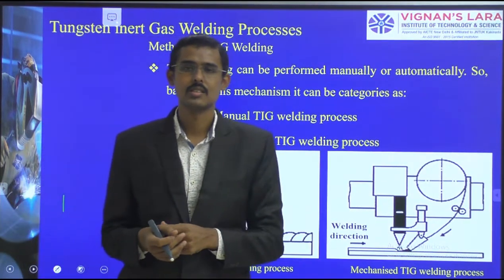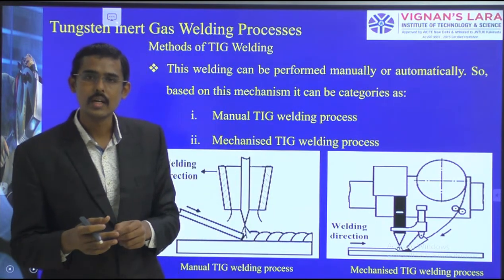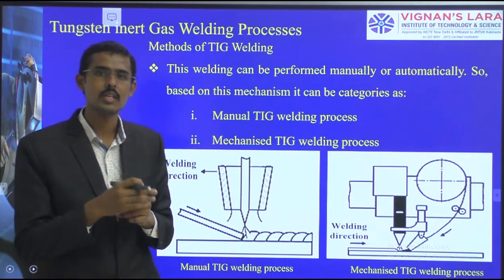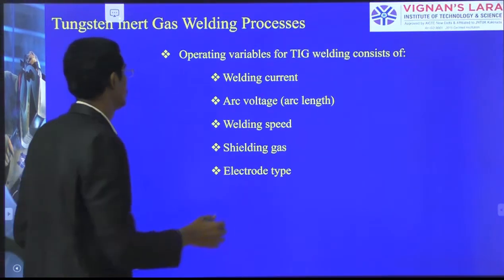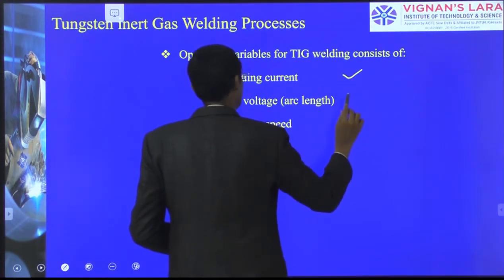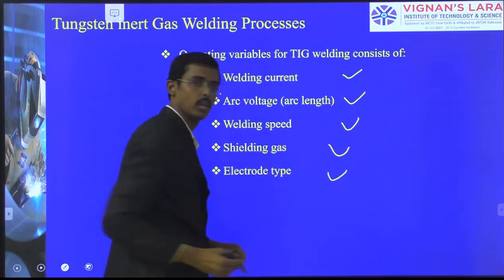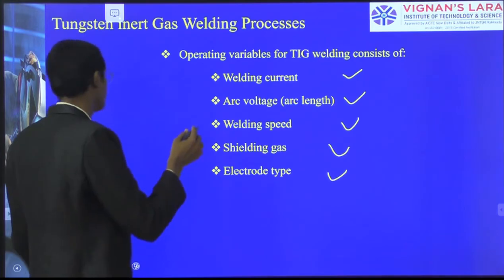In the previous classes, we discussed the TIG welding process, its working principles, advantages, and applications. Continuing with that, the operating variables are the welding current, arc voltage, welding speed, shielding gas, and electrode type. These are the most important ones, and we will take them one after the other.